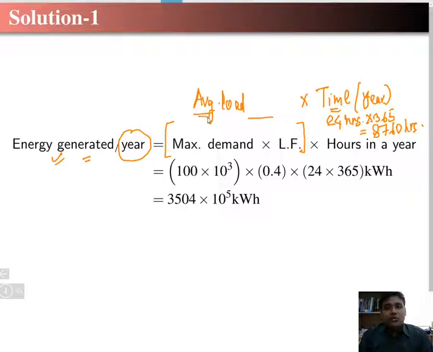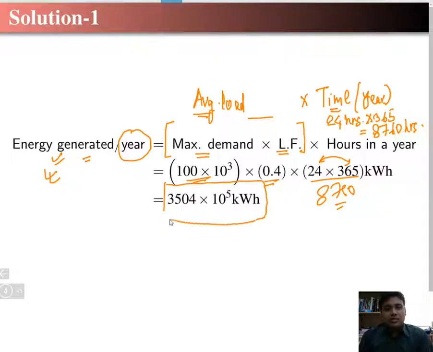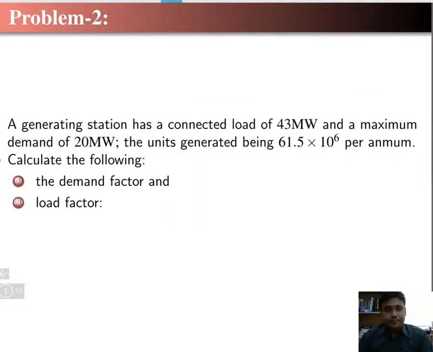And the average load is equal to maximum demand into load factor. So in order to generate the energy, the data given is maximum demand is 100 megawatt, load factor is 0.4, and the hours is equal to 8760, that is 24 multiplied with 365. Then the answer that we come to is 3504 × 10^5 kilowatt hour. So this is the energy generated per year.